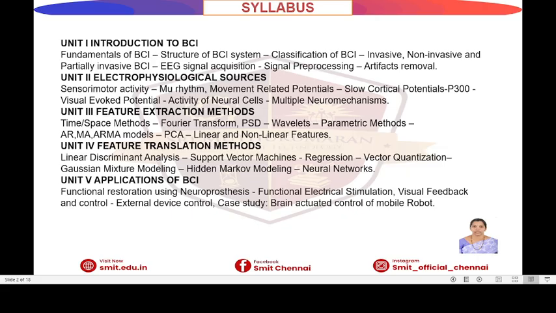The third unit, feature extraction methods. We have to extract some features from the signal source with the help of Fourier transform, PSD, wavelet, and PCA, linear and nonlinear features. Fourth is classification, that is LDA, support vector machines, regression, vector quantization, neural network. Fifth unit will consist of applications of BCI, which consist of functional restoration using neuroprosthesis, FES, and also one case study is given, brain actuated control of mobile robot.